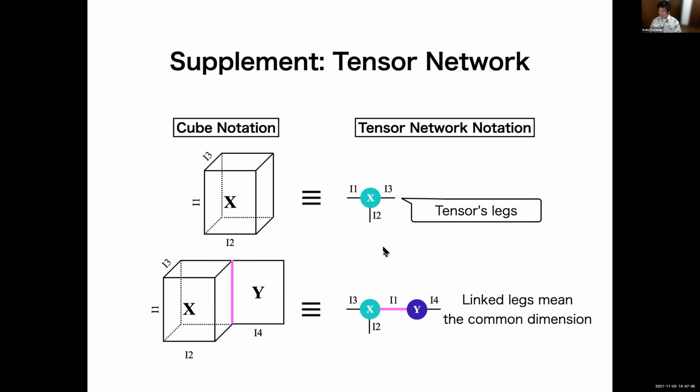Now, suppose there is another tensor Y that has a common dimension I1 with tensor X. In this case, the tensor network is represented as X and Y being connected by a common leg I1.